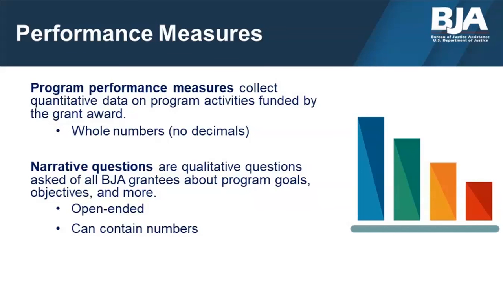The quantitative data you report is used to establish baselines, track performance against program goals, and create a nationwide picture of numeric data for BJA. Narrative questions are open-ended and give grantees a chance to express in their own words how their experience has been conducting program activities with BJA funding. Both of these categories are equally important for your reporting, and you should take every possible measure to ensure the accuracy and integrity of your data.